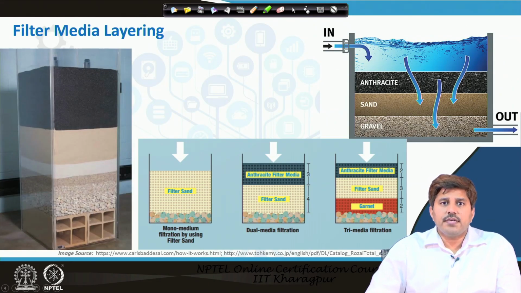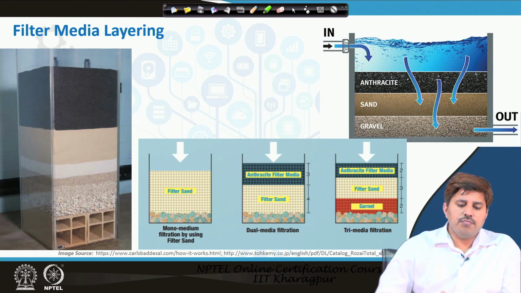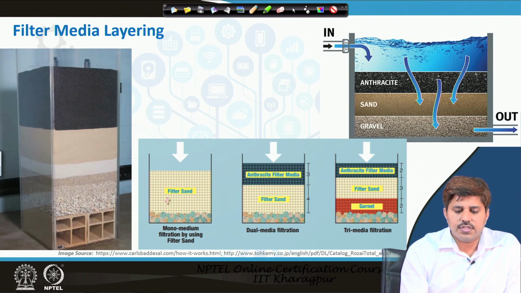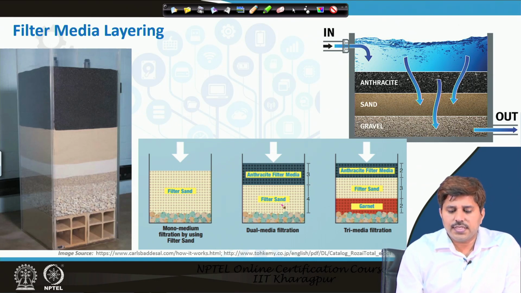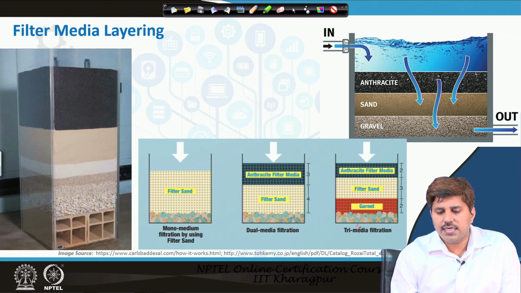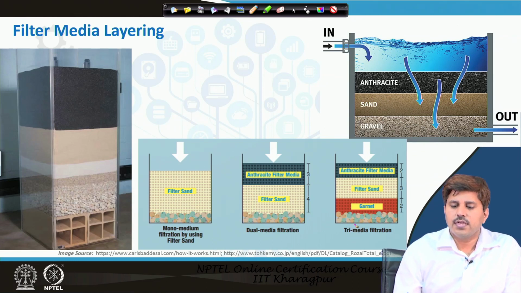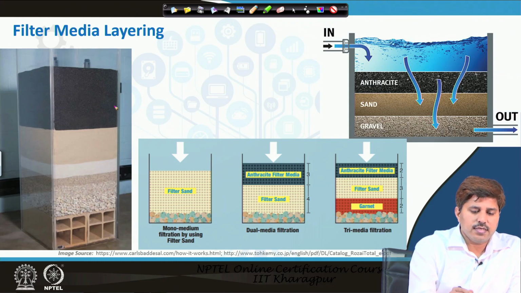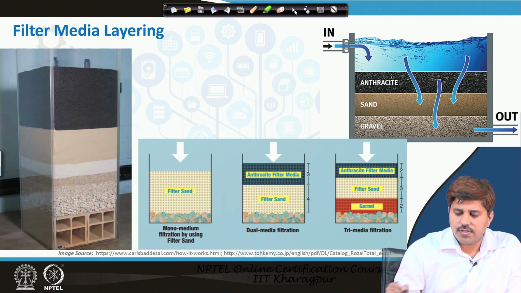The layering of the filter media is, for mono media like single medium filtration, of course there is just sand. For dual media we put anthracite on the top and then sand at the bottom. In tri media we put anthracite at the top, sand in the middle and granite in the bottom generally. So, that is how we can layer. We can see that this is the anthracite, sand, granite, all those media layered in that way.